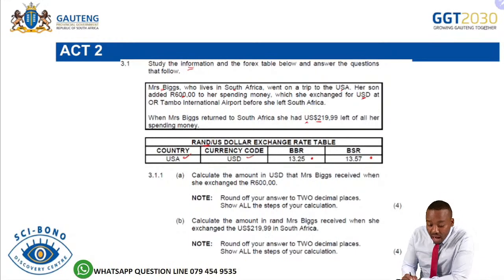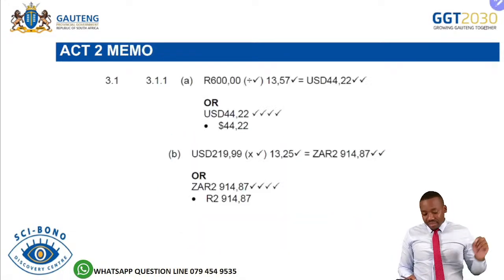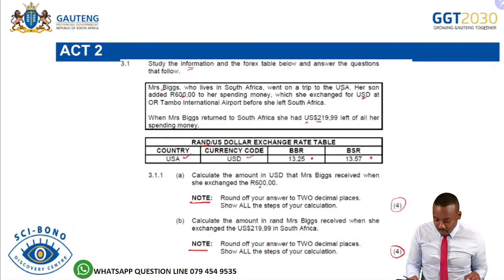The question now, the mark allocation for the first one is 4 and for the second one it is 4. So hence I said your mark allocation is very important. Calculate the amount in US dollars that Mrs. Biggs received when she exchanged the 600 rands. Now check here, note, round off your answer to 2 decimals.